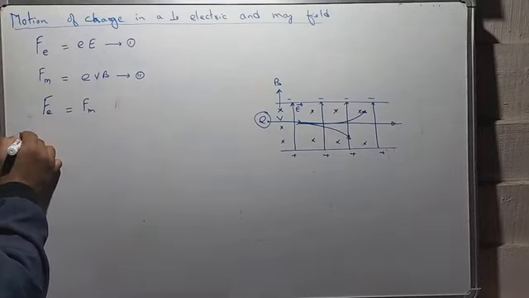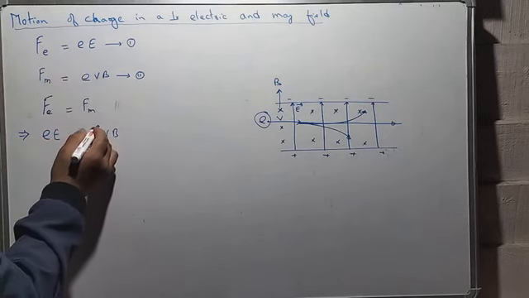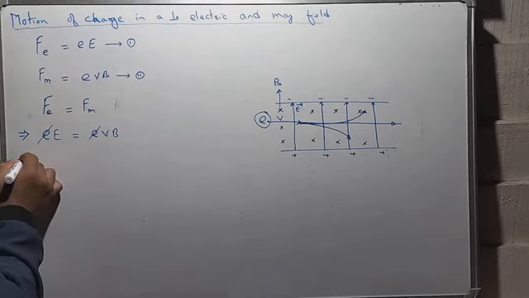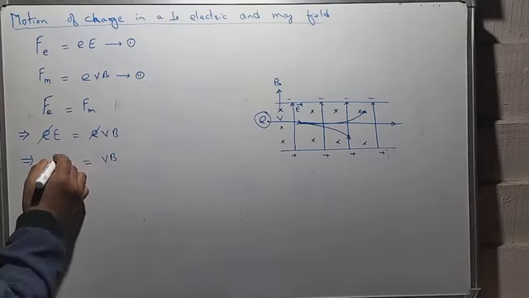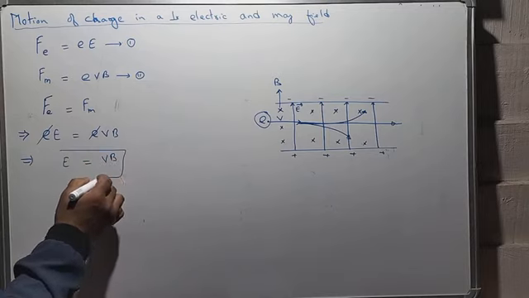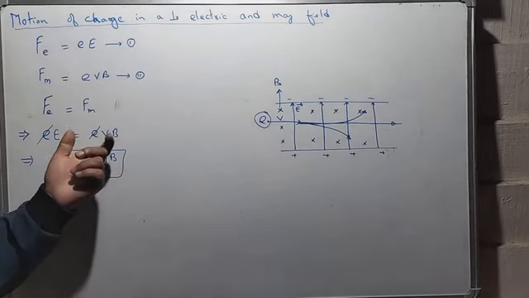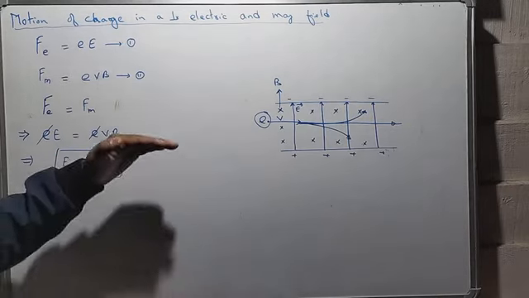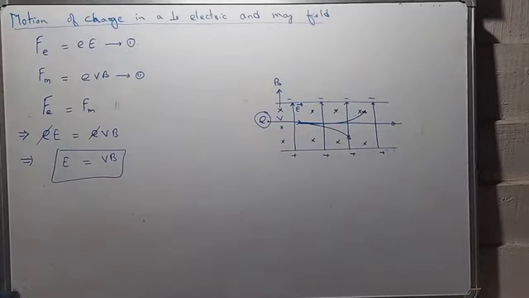Which means eE is equal to eVB. So e from the left, e from the right cancel, and I can say E is equal to VB. Please note down this equation. You get this equation only when the electric force and the magnetic force are equal to each other. If the electric and magnetic forces are equal, then the charge will move straight without any deflection.